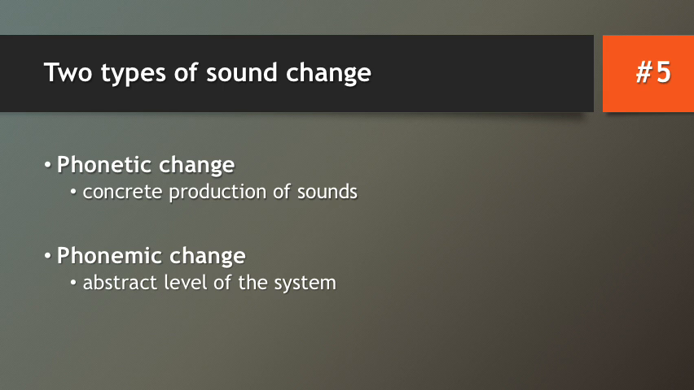There are two types of sound change or phonological change. Change that takes place at the level of the concrete production of sounds, phonetic change, and change that takes place at the abstract level of the system, phonemic change. Within these two types, we will find vowel changes and consonant changes in the history of English.